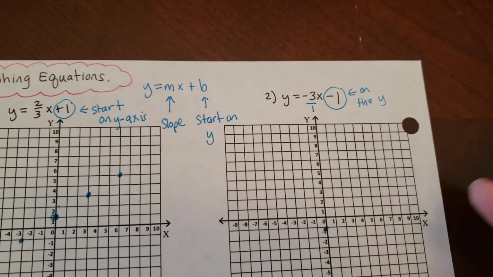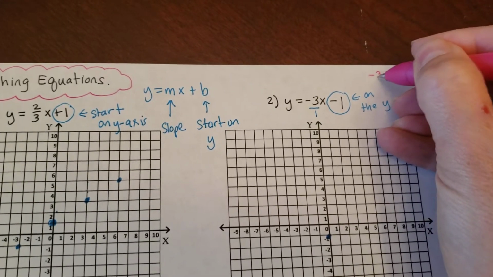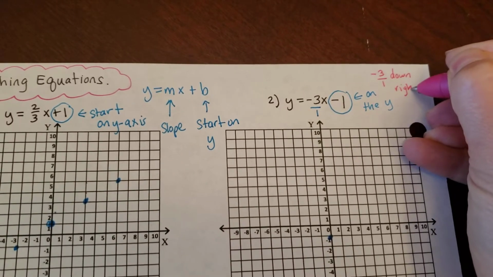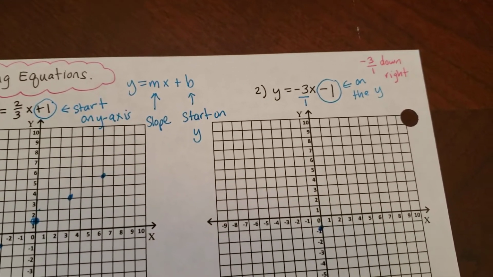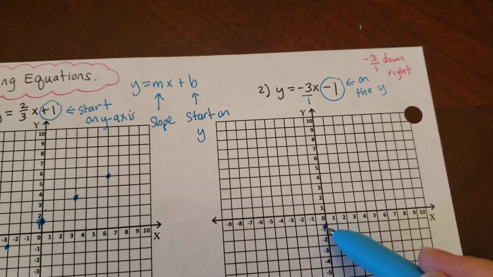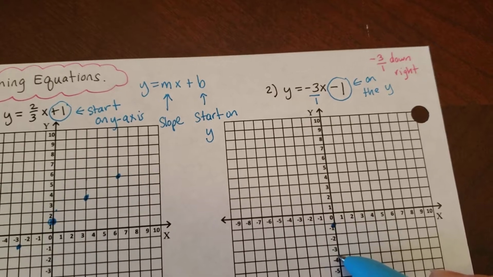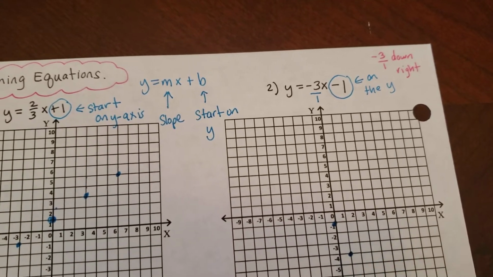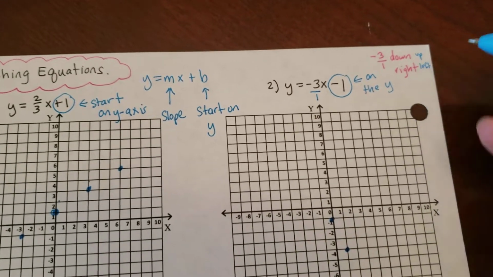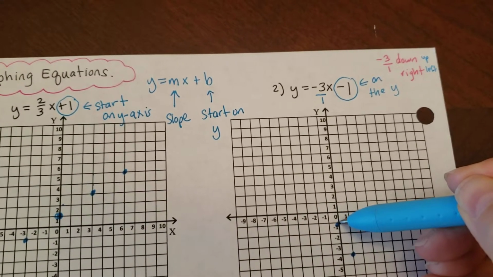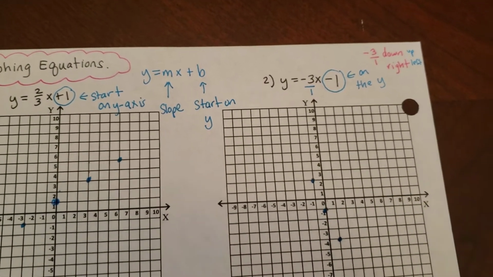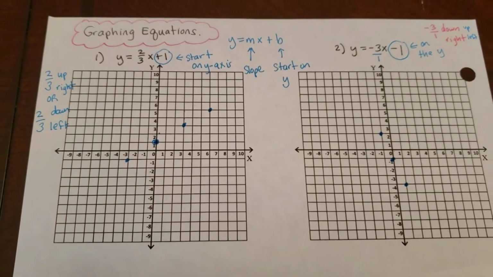Grab a different color. Negative 3 over 1, so you're going to go down, and then you're going to go right. Again, we try to always go right on the bottom. So from this point down here, we're going to go down 3, 1, 2, 3, and then we're going to go right 1. But again, you could always do the opposite. You could go up and you could go left. So from here I could go up 3, 1, 2, 3, and left 1. Okay, and you can see that those are definitely going to make a straight line.